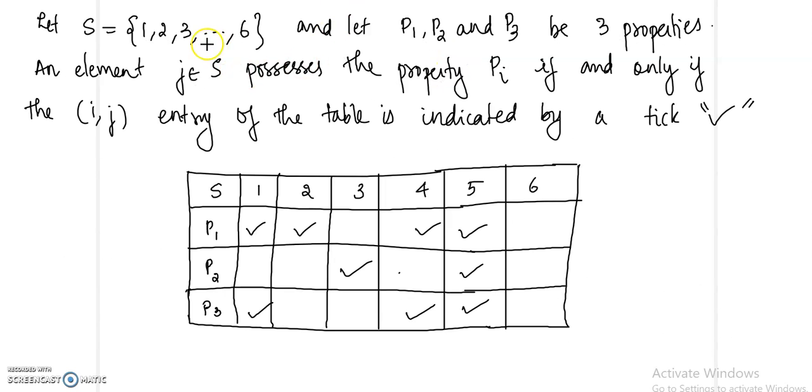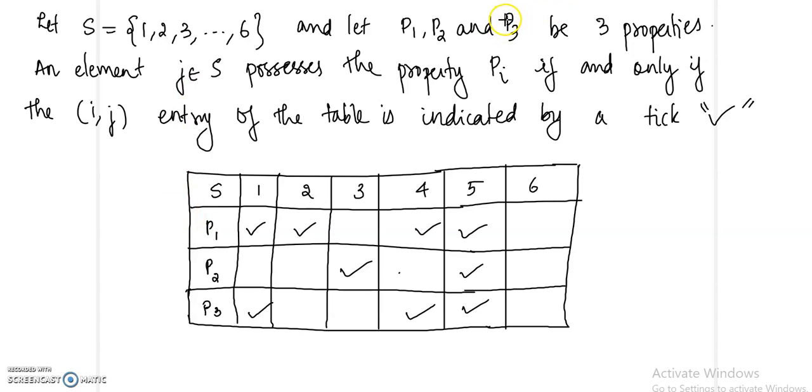Okay, so you are given the table. You are given the set S equal to the set 1, 2, 3 up to 6, and there are three properties P1, P2, P3 given. So some of the elements satisfy the properties. There are elements that satisfy all the properties, no properties, and some properties. Given a property, all the elements may possess the property, or none of the elements, or some of the elements may possess the property. So that's how we define the properties.